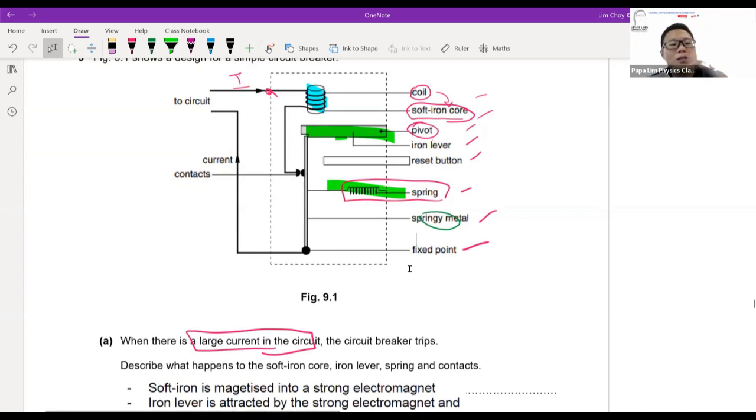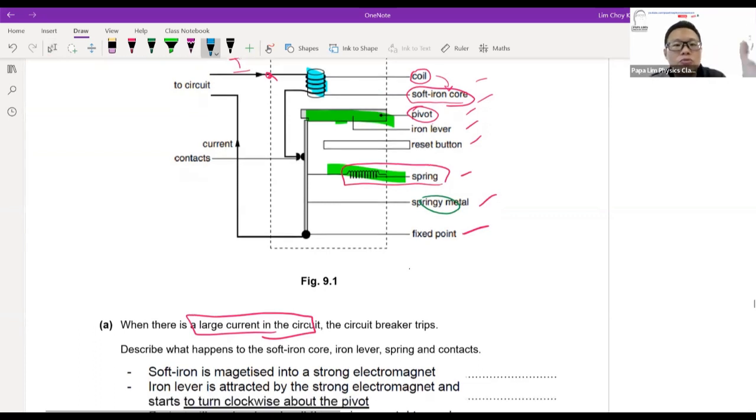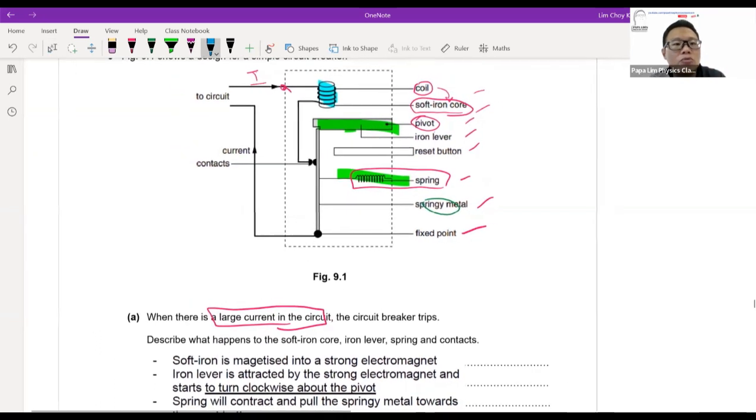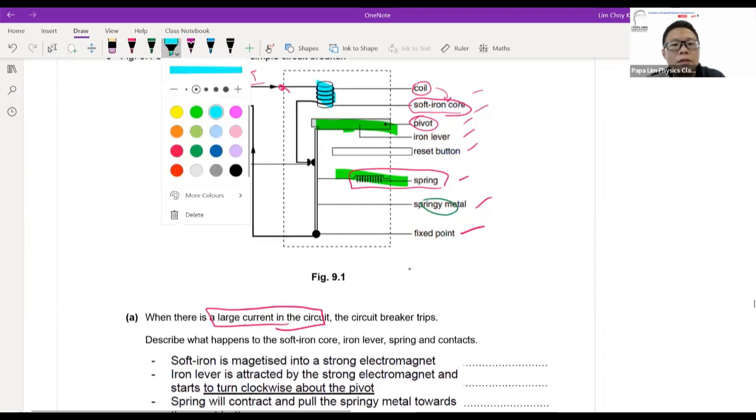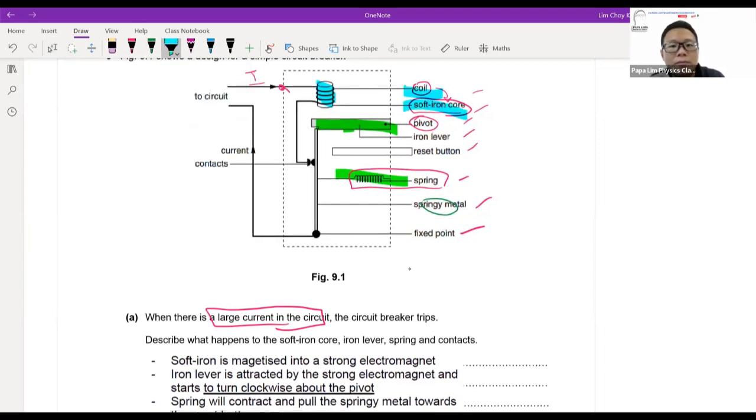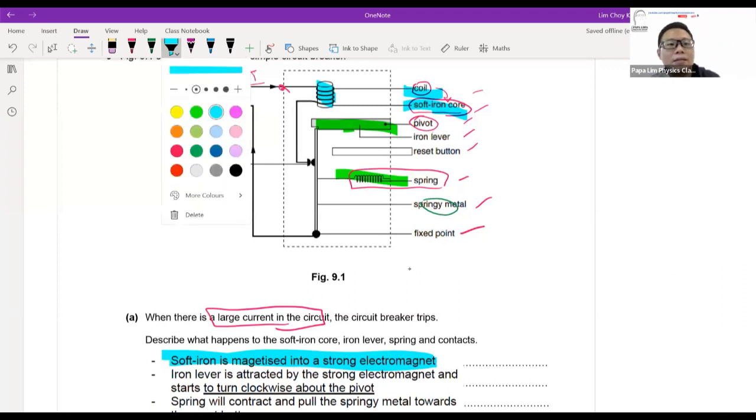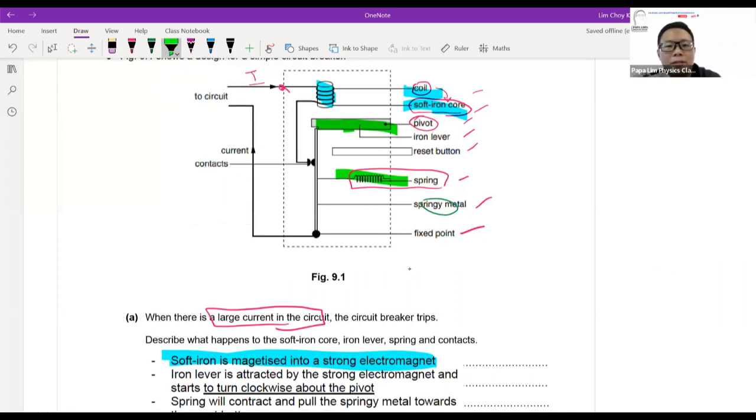Okay, in this case, when the current flows through the coil, we have a coil and a soft iron core. The soft iron core will become a strong electromagnet. The moment it becomes a magnet, you'll find that this iron core will attract this particular iron lever. So this iron lever will be attracted.